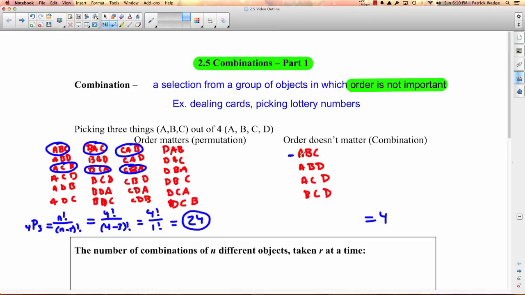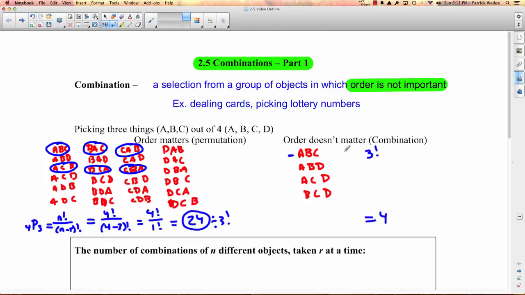How many ways can you arrange ABC? To arrange 3 items, you can arrange them in 3 factorial ways. And that's why you have so many more here, because you can rearrange these ones to get these extra ones. So in order to go from 24 to this answer, what you need to do is divide by 3 factorial, because that's the number of extra ones you have because of your arrangements, which are distinct when you're talking about permutations.